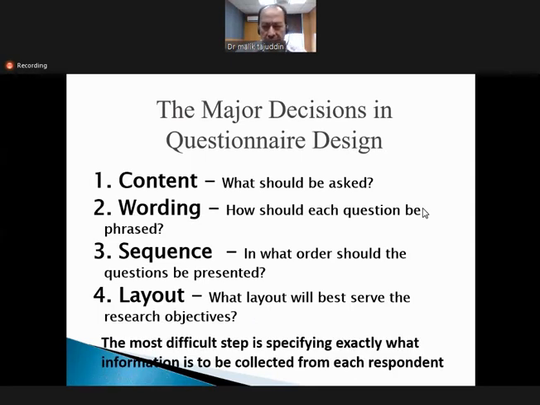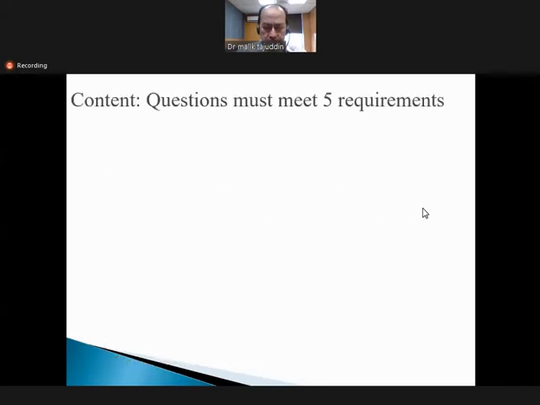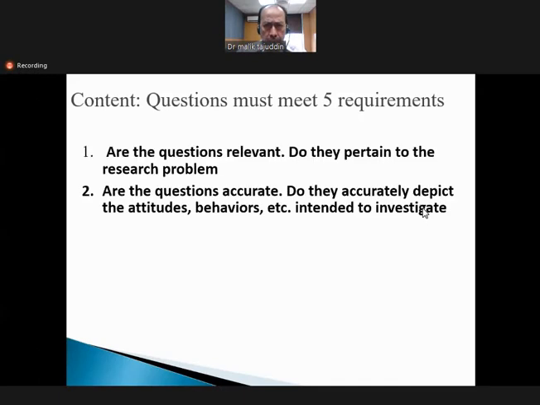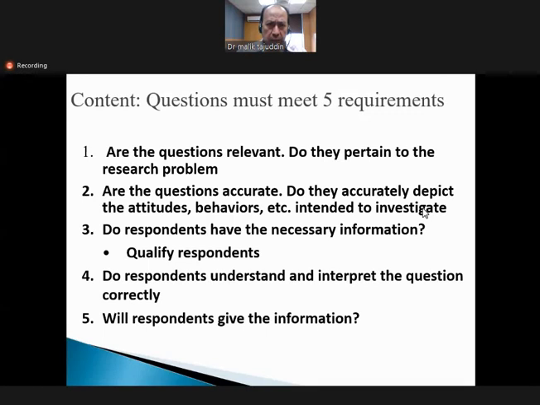The most difficult step is specifying exactly what information is to be collected from each respondent, and this information should be in accordance with the objectives of the research, the objectives of the survey. So the contents, the questions, must meet these 5 requirements, these 5 standards, you can say 5 criteria. The questions are relevant. As I have said before, they are collecting the responses that are required according to the objectives of our study. They are not collecting irrelevant information and they are not missing relevant information at the same time.